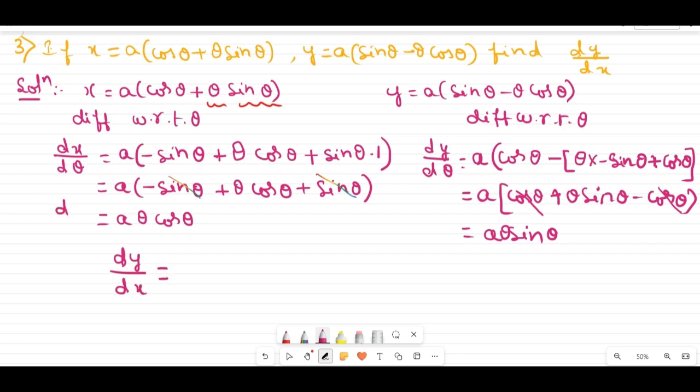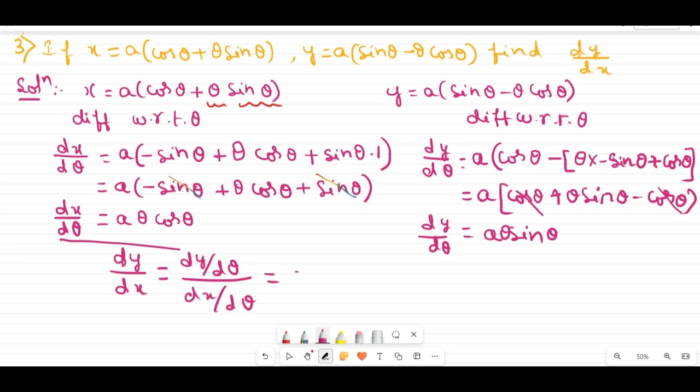So what we have got here, dx by d theta, and dy by d theta, substitute over there. So dy by dx can also be written as dy by d theta divided by dx by d theta. So that is equal to a into theta sin theta divided by a into theta cos theta. See, a theta, both will get cancelled. Sin theta by cos theta, it is tan theta. Okay, I think you have got this.